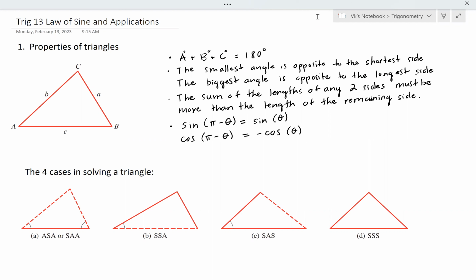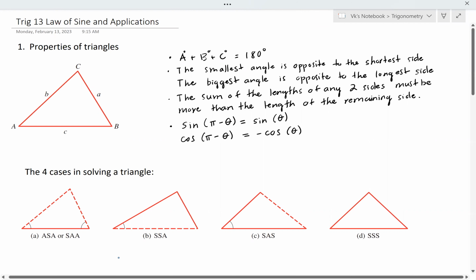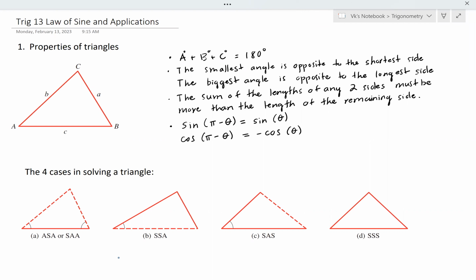When we are looking at a triangle, there are four cases. In any triangle, to be able to solve for the triangle, that is, figure out all the angles and the side: Case one is that two angles and one side must be given. Case two, two sides and one angle, and the angle is opposite to one of the given sides.